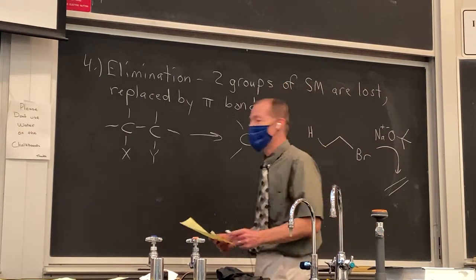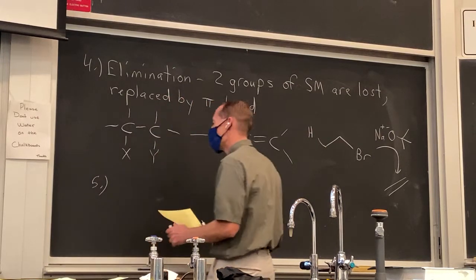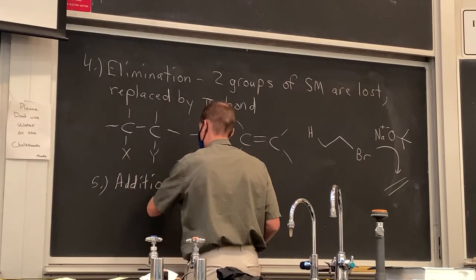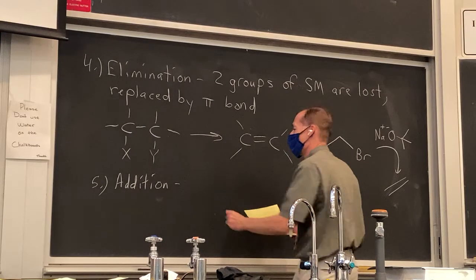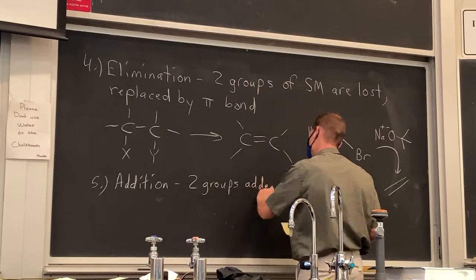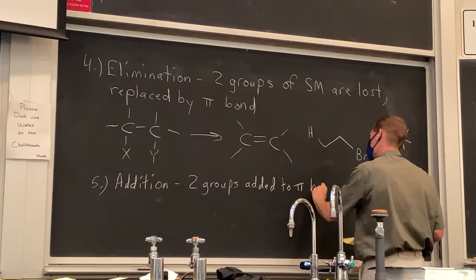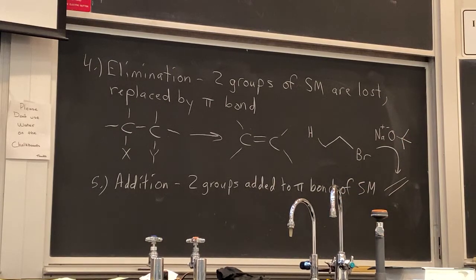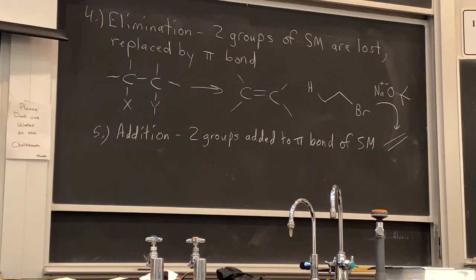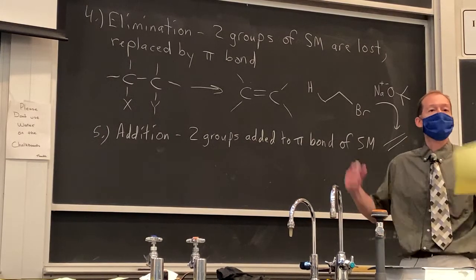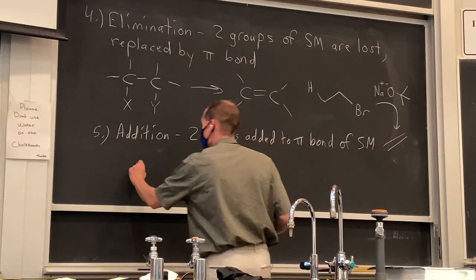All right. And then we have our fifth category, which is addition reactions. And in an addition reaction, two groups are going to be added to the pi bond of the starting material. So addition reactions are the opposite of elimination reactions. In elimination reactions, we're losing groups and forming a pi bond. In an addition reaction, we're gaining groups and we're losing the pi bond.